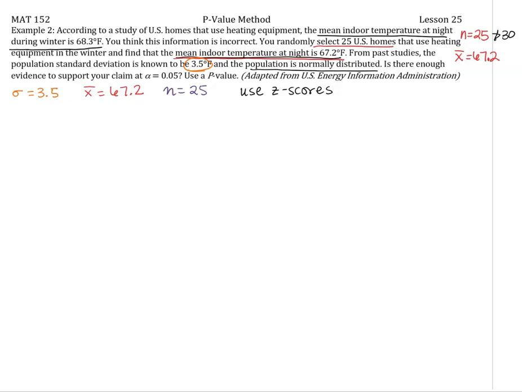So let's go ahead and start writing out. This is a single mean test. Let's start writing out our hypotheses because we need to think about what tail test this is. So we have a null hypothesis and an alternative hypothesis.